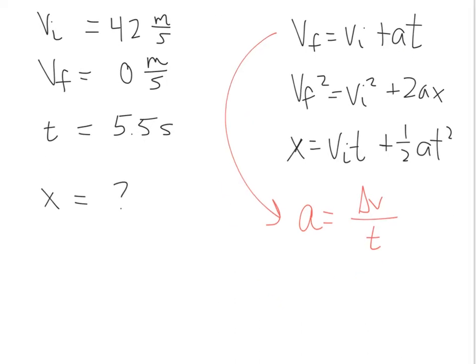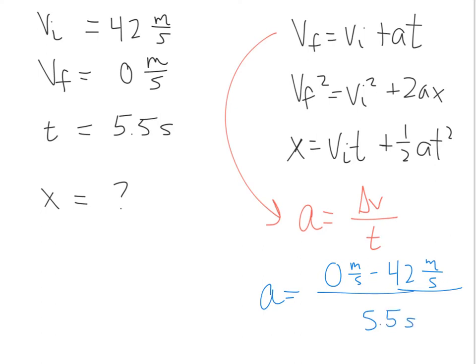Wait, why do we need the second formula? What's not involved? Here? There's no time involved in that one. So acceleration equals final velocity minus initial velocity over time.